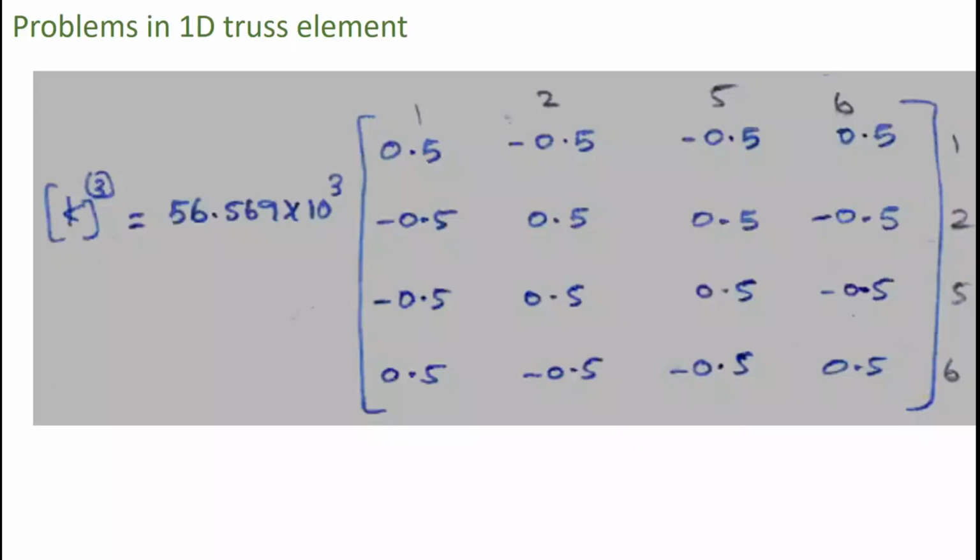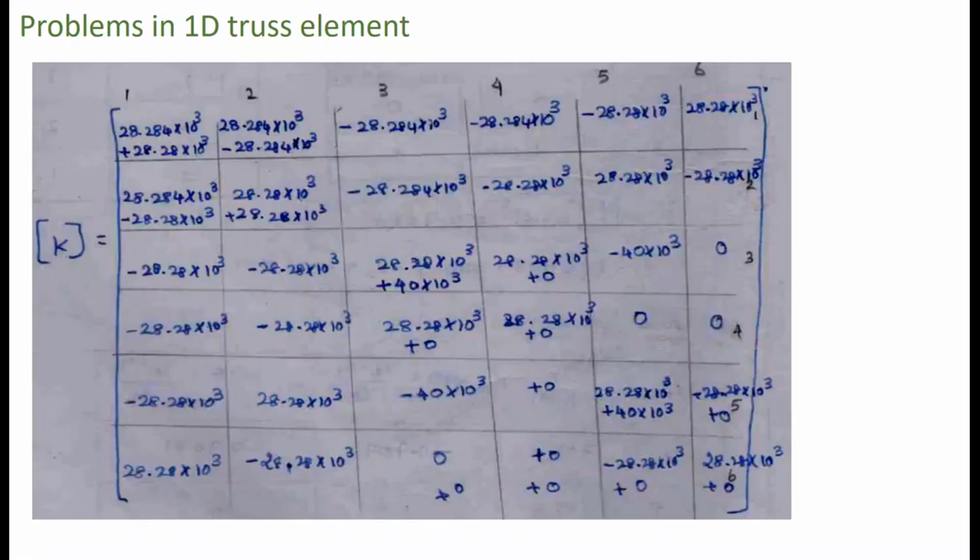Then we want to assemble the global stiffness matrix. Before assembling the global stiffness matrix, we want to find its size. Here there are 3 nodes, and each node has 2 deformations. So the size will be 6 by 6. Okay, thank you. We will see you in the next video. So finally, we are going to assemble the global stiffness matrix.